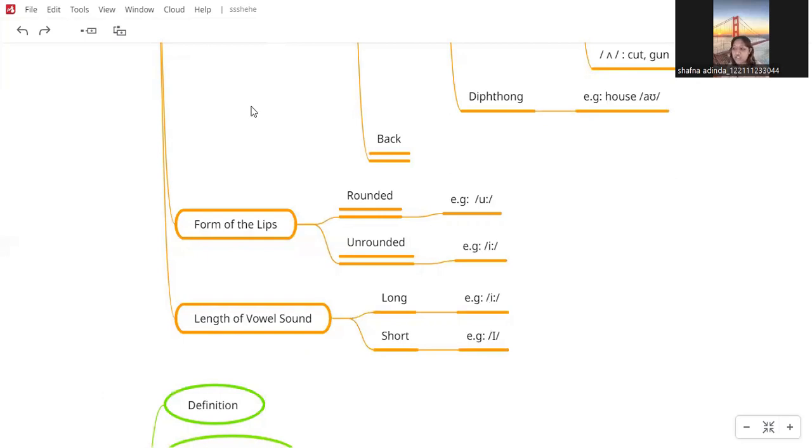There is long and short. What is an example? The example of long and short is when you say long E like meat, and then short E like pin or tip, etc. Okay, the next material will be explained by my friend.